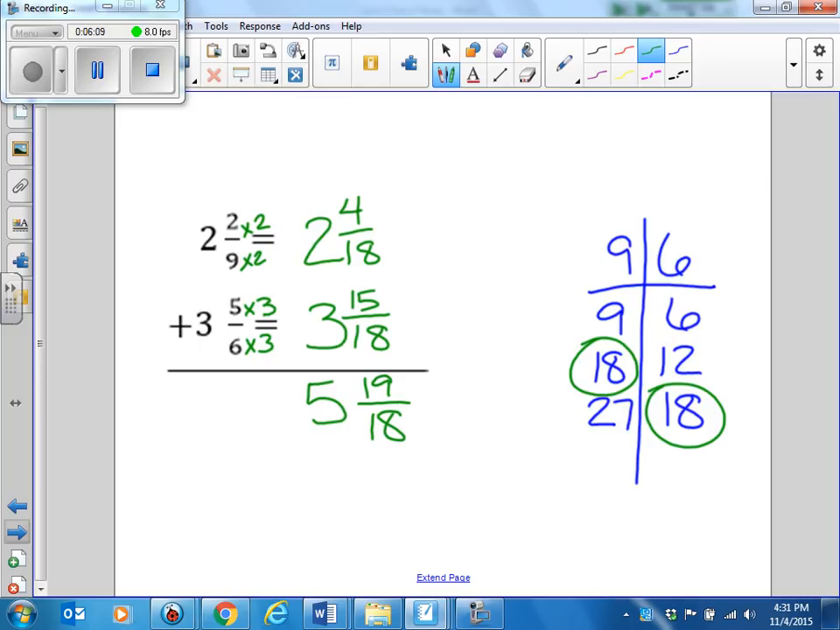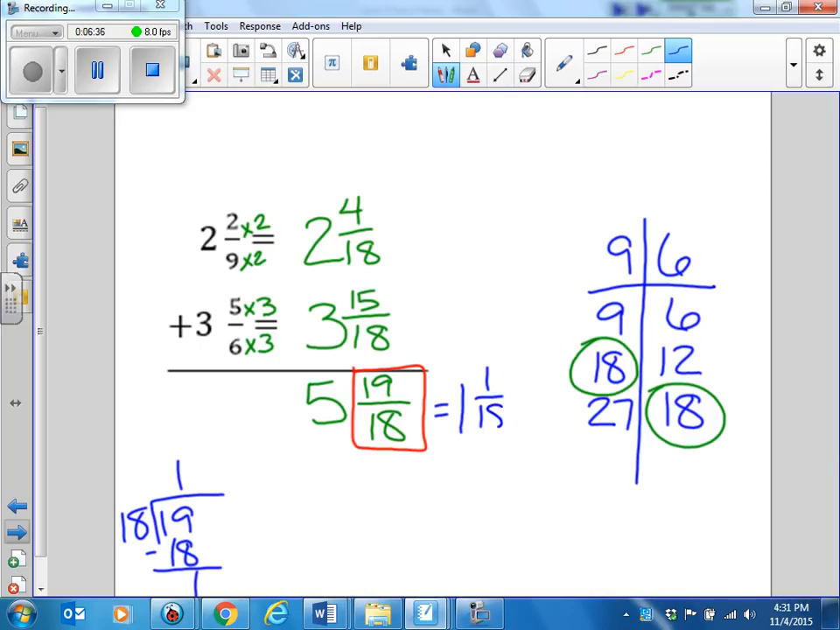Now here's where our regrouping comes into play. We're going to look just at this part, the 19 over 18, and we have to simplify that improper fraction. We can divide it out if you need to. So it's 1 and 1/18. This part right here equals 1 and 1/18. But we still have this 5 over here, so we have to put the 5 and the 1 together. So our overall answer is 6 and 1/18.